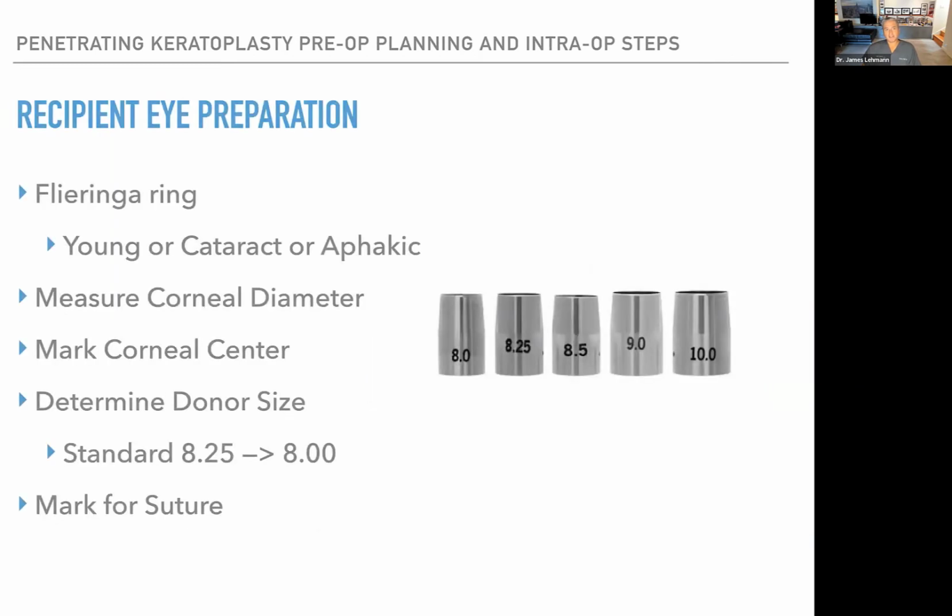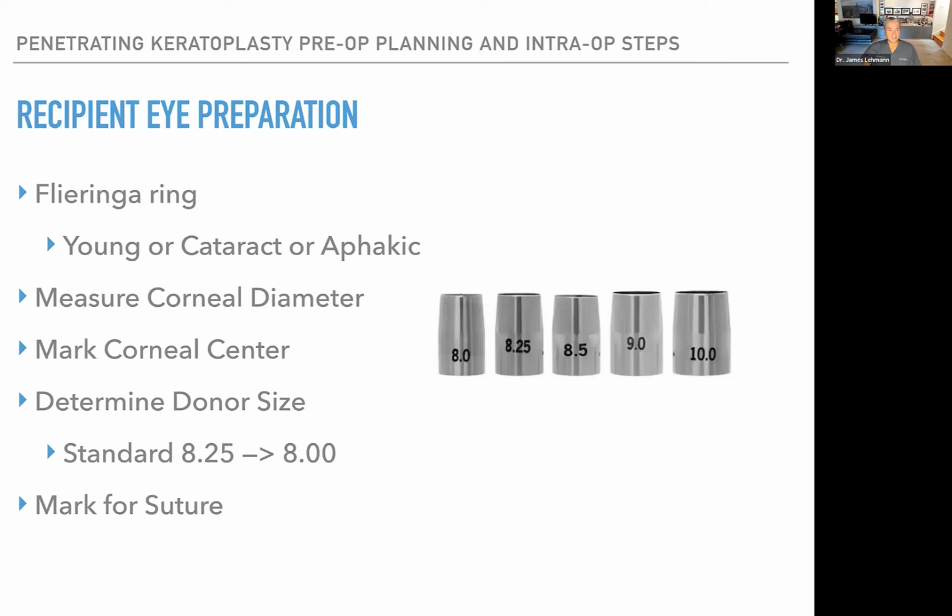So preparing the eye is placing the Flieringa ring, measuring the corneal diameter and marking it, and then determining the donor size. My standard is generally 8.25 into an 8. I only oversize it by 0.25, not 0.5. I used to do 0.5, and when I started in private practice like 15 years ago, I felt like my corneas were too steep. And I've had success with this, and with my combined running intermediate, interrupted suture pattern, I don't have leaks.